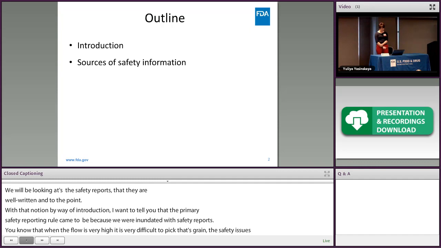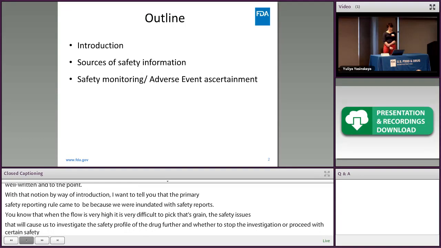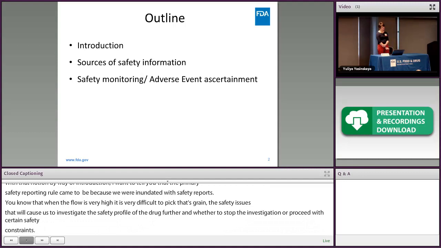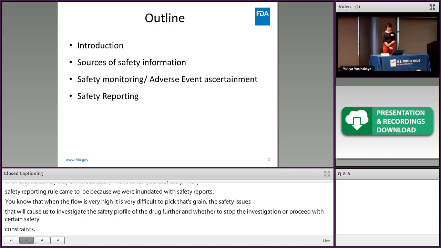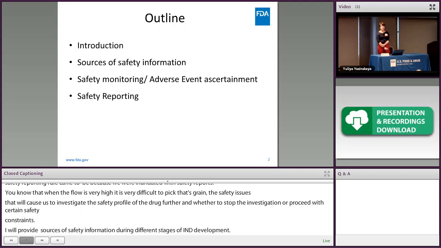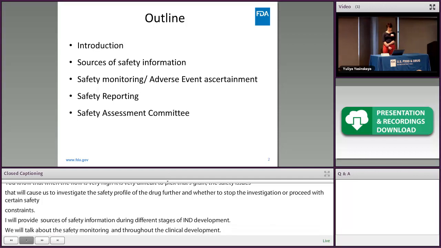I will provide you an overview of sources of safety information during different stages of IND development. We'll talk about safety monitoring and adverse event ascertainment during clinical development. We'll go through the thought process that goes into safety reporting. We'll touch base on the safety assessment committees, and I'll provide you a summary and references for all of the above.